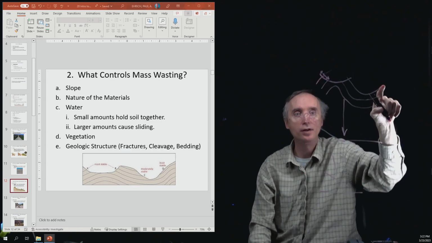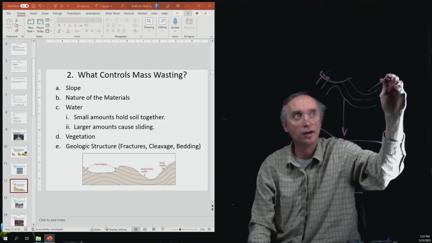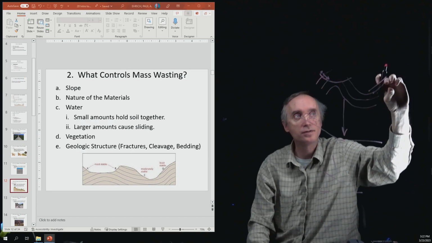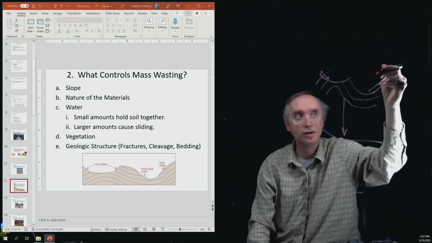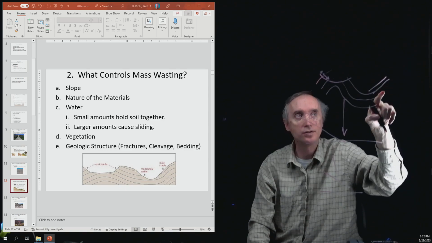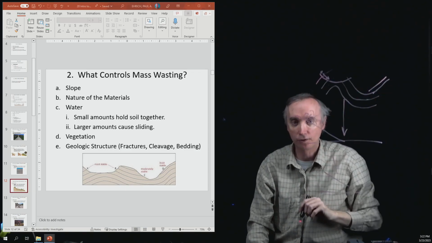But if you look over here, you will notice that the ground is parallel to the beds over here. So that means that these beds could slip with respect to each other downhill easier. So it depends on the orientation of the beds with respect to the orientation of the ground surface.